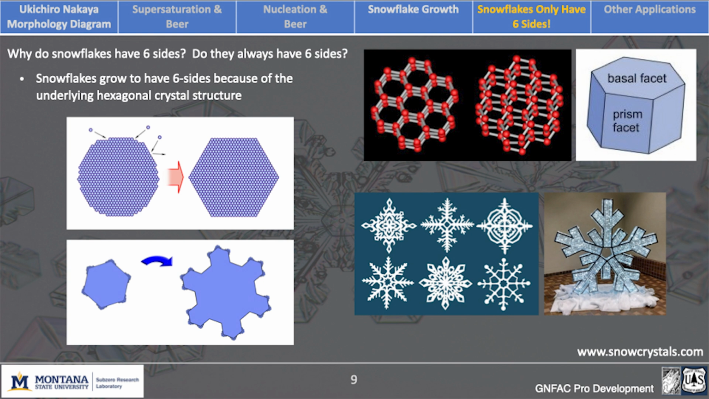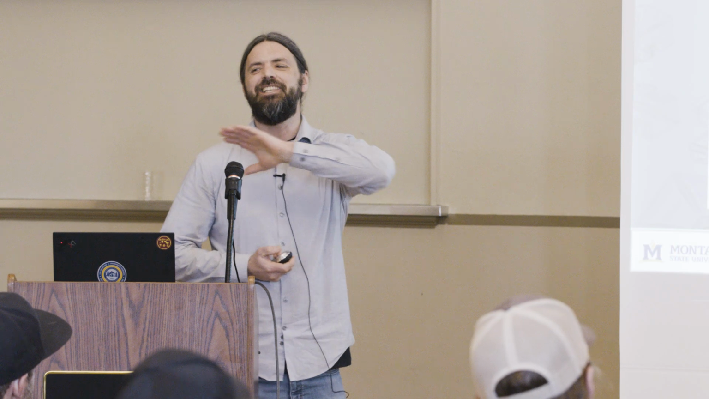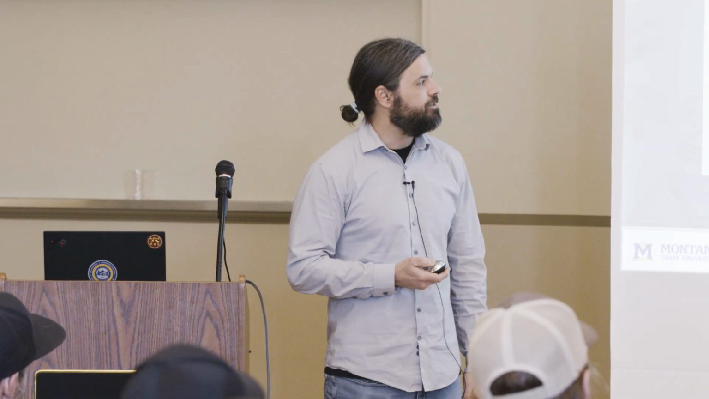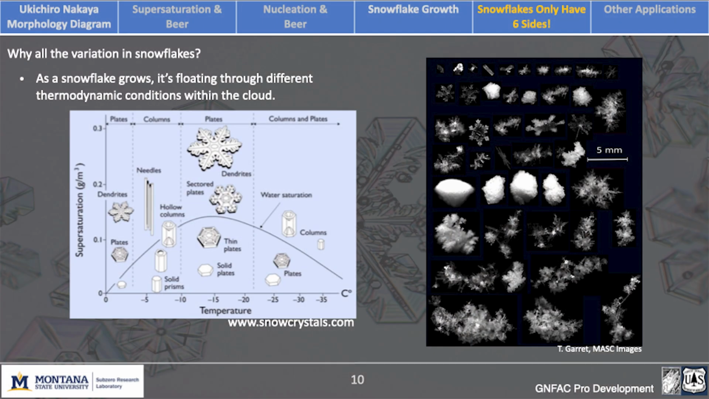Or if you spend a lot of money on Etsy for this 5-sided snowflake thingamajig, then I'm sorry about that too. Not a real snowflake. So snowflakes have to have 6 sides. And you'll see these everywhere. Just go walk around Main Street right now, and anything they're selling with a snowflake on it is probably not 6-sided. All right, so why all the variation in snowflakes that we see?